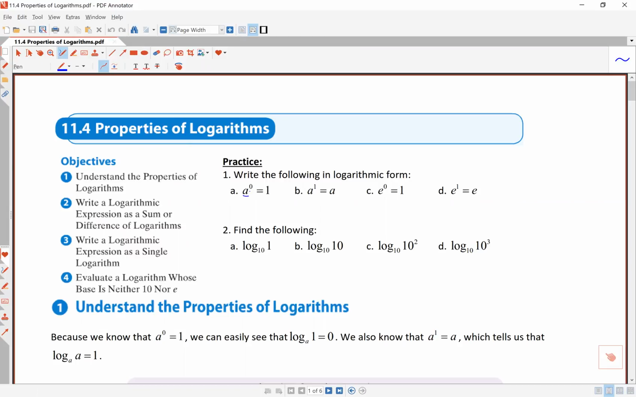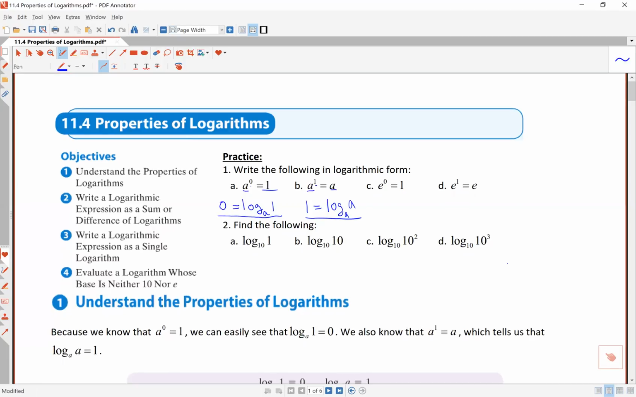If any number raised to the 0 power is 1, then we can always write that in log form as the log equals the exponent. The base is a, of 1. And so that's a property of logs right there, that the log base a of 1 is 0. Another property arises from the fact that anything to the first power is that anything. So the log is equal to the exponent of 1, base is a, of a. And that property says that the log base a of a is 1.